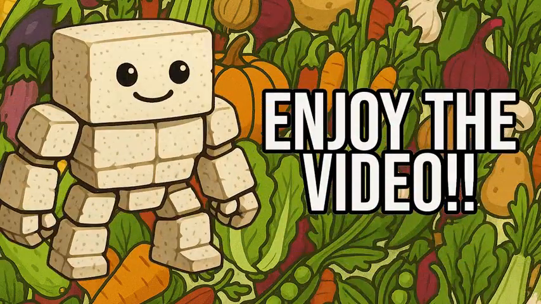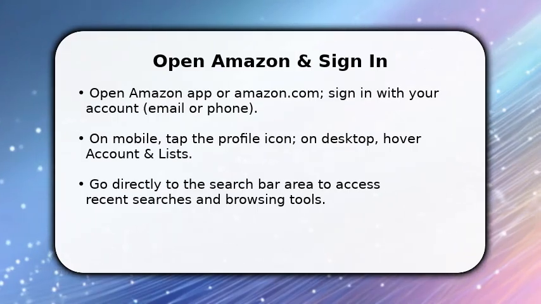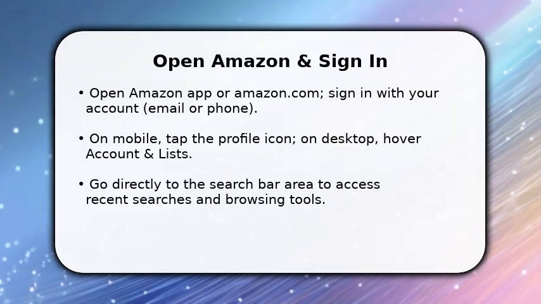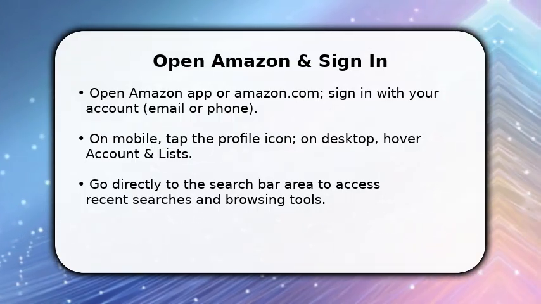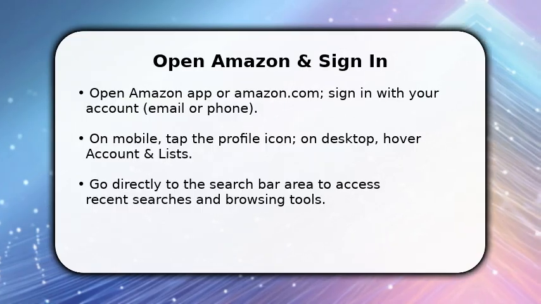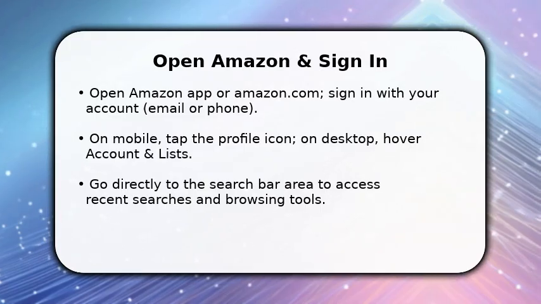Please enjoy the video. You start by opening Amazon and signing in. This links your searches to your account. Once signed in, make sure you're on the home page or the app main screen. On desktop, hover over Account and Lists, while on mobile, tap the profile icon. Then move your focus to the search bar at the top.